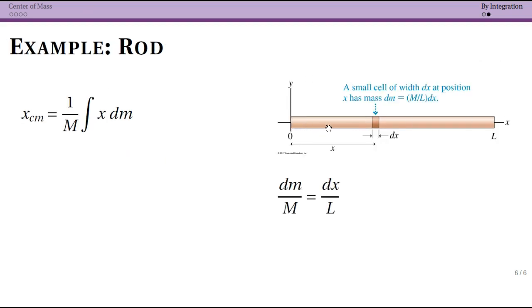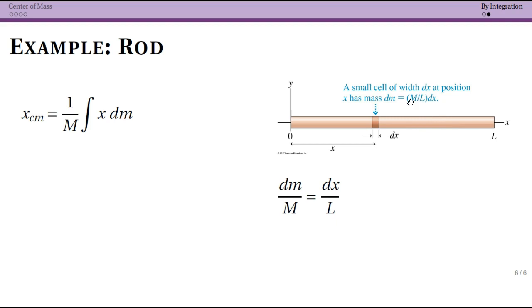Let's look at a bar, a rod, and we want to find its center of mass in the x direction. Again, step one is defining your coordinate system. So we're defining x equals 0 to be on the left end of the rod, and to the right is the positive x direction. The rod itself has a length of L and a mass of capital M.